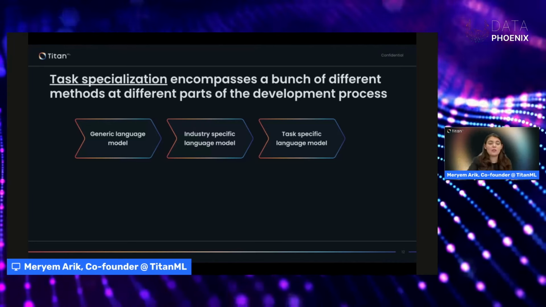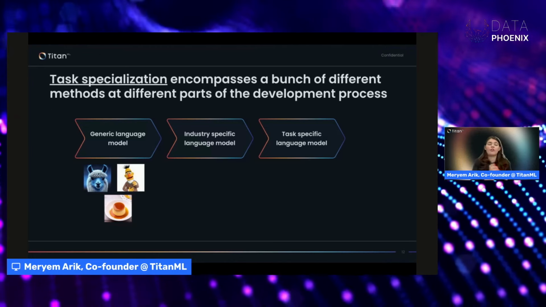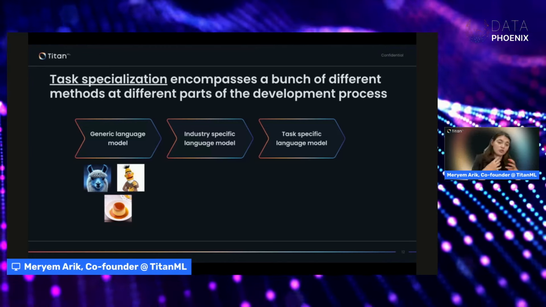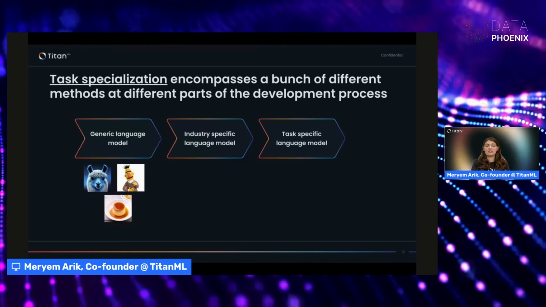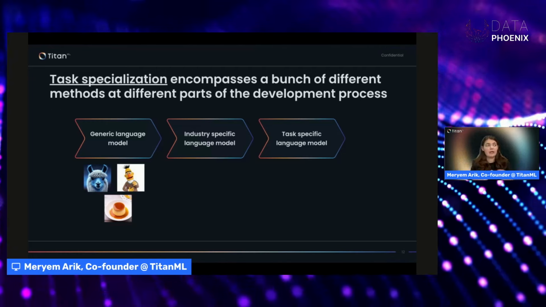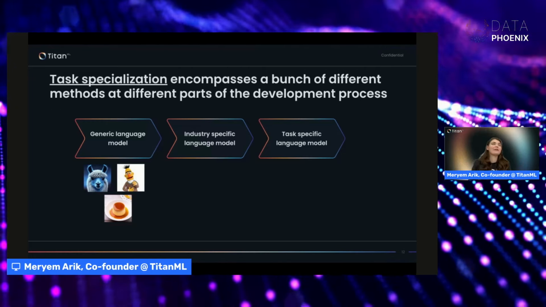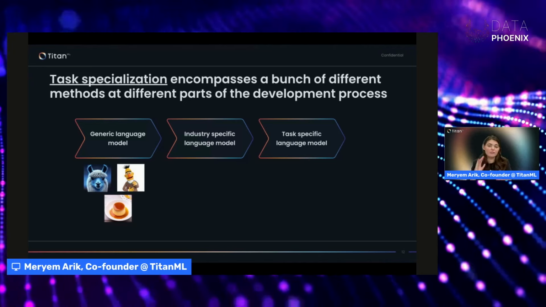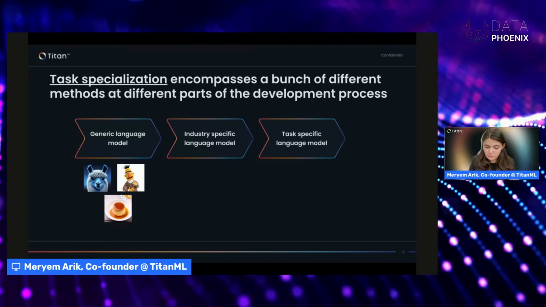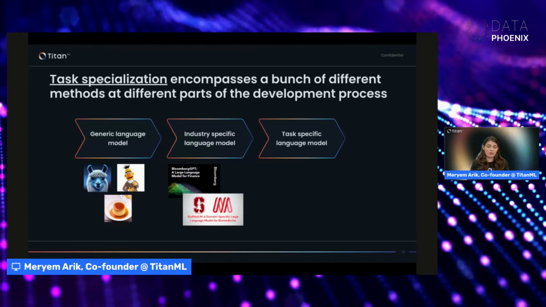The first one is your generic language model. This is what I was talking about at the beginning with your base models, your foundation models. What these models are really good at is broad and general language understanding. These models have been trained on the entire internet twice over, so they have a really good understanding of how language works. The second type is the industry-specific language model.